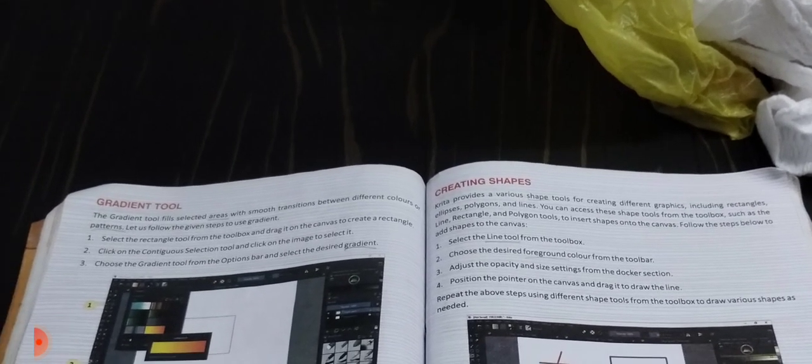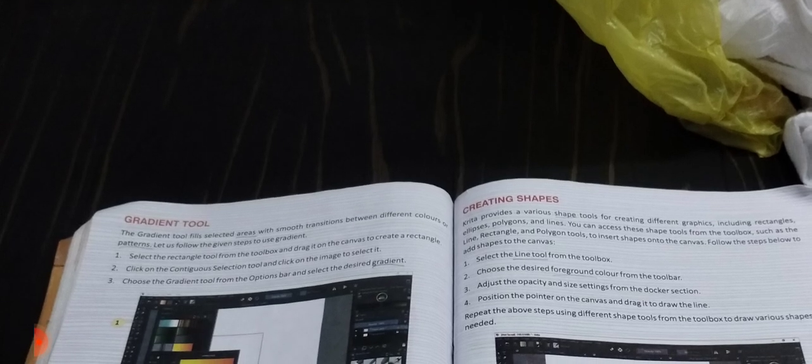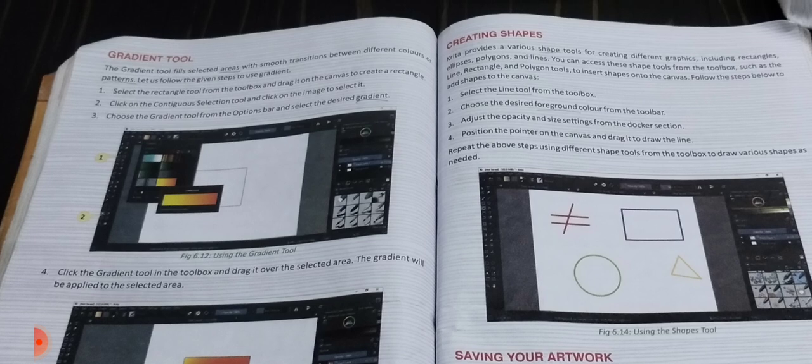Gradient tool. The gradient tool fills selected areas with smooth transitions between different colors or patterns. Follow these steps to use the gradient. 1. Select the rectangle tool from the toolbox and drag it on the canvas to create a rectangle.